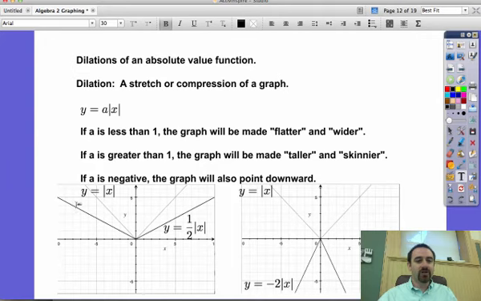Okay, so here's a picture. Here's the absolute value of x function. Here's y equals 1/2 of the absolute value of x, so it gets flatter and wider, because 1/2 is less than 1. All right. Here's the absolute value of x again, and here is negative 2 times the absolute value of x. So it's taller and skinnier because 2 is bigger than 1, but it's pointed down because there's a negative out in front. All right, so that's kind of how these dilations work, and you need to have this idea in your head. Here's how we're going to graph things with a dilation.